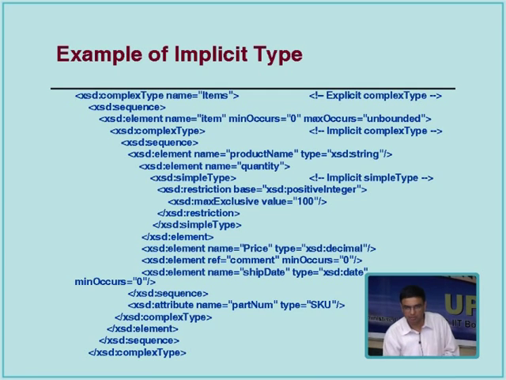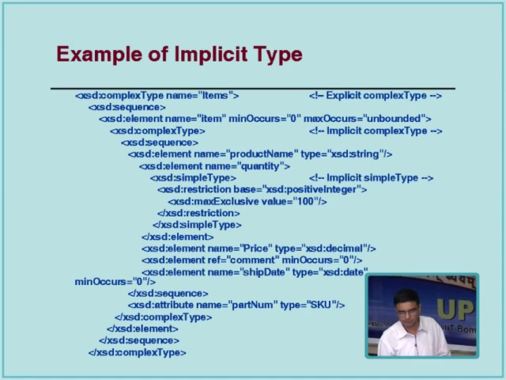It's a derived simple type in which I have taken a positive integer. The restriction is a positive integer, and the max exclusive value is 100. That means it can only be between 0 and 99. But I have not named this to be of anything that I can reuse somewhere else. That is part of this schema itself, and it's only appearing once.